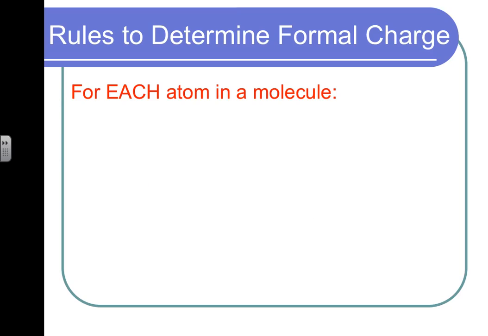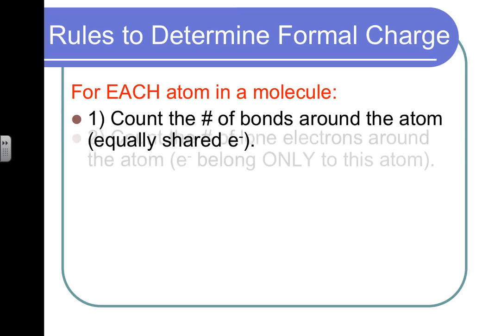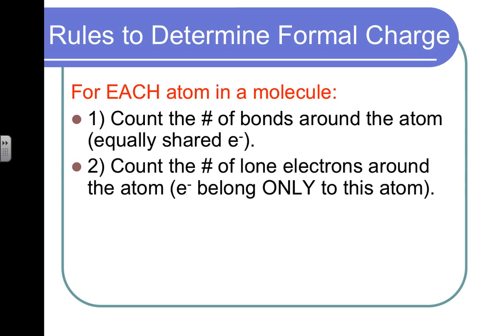Okay, so here's some rules that I want to give you. For each atom in the molecule, and I'm going to give you the rules here really quick, and then we're going to implement those rules on the next slide with the same COCl2 molecule that we were just working with. So here are the rules for each atom in a molecule. First, count the number of bonds around the atom. This is the number of equally shared electrons. You are then going to count the number of lone electrons around the atom because, as the definition said, these electrons belong only to that atom.